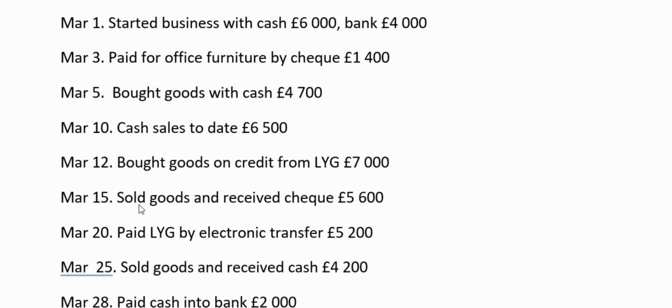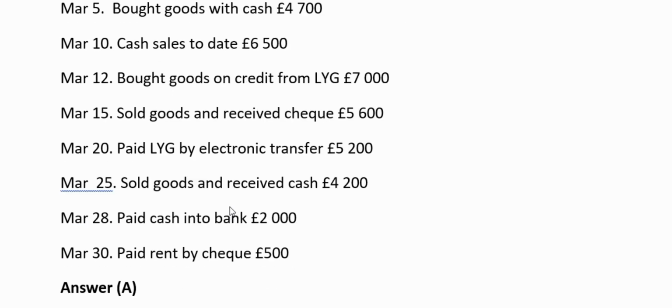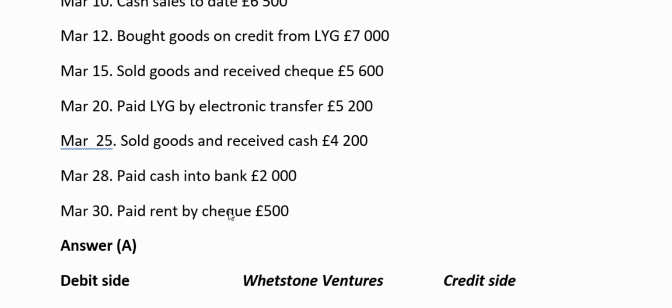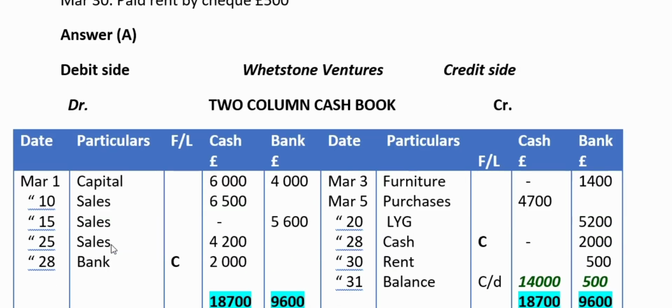March 15: sold goods and received a check for 5,600. So sales were made and a check was received. Since we received the money, it goes to the debit side. So we have March 15 sales 5,600. Why in the bank column? Because we received a check. That means the money will be received through the bank, and that is why it is entered in the bank column of the debit side.